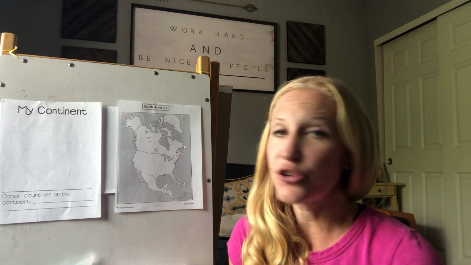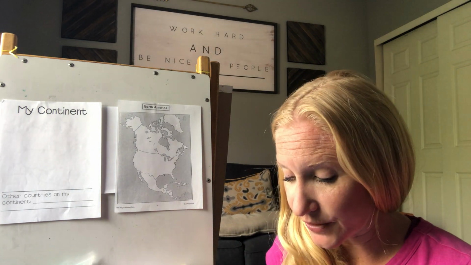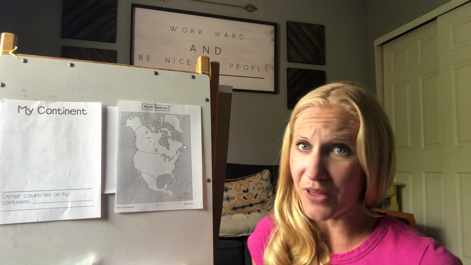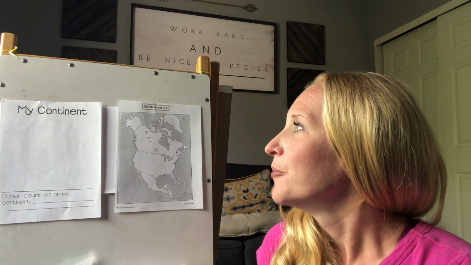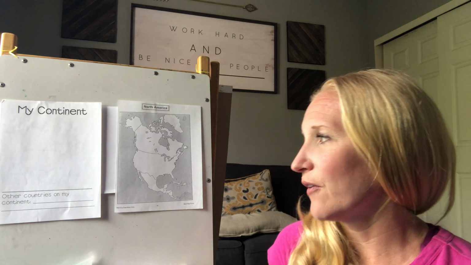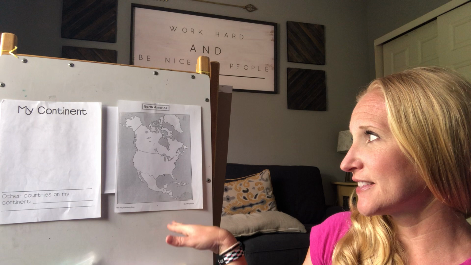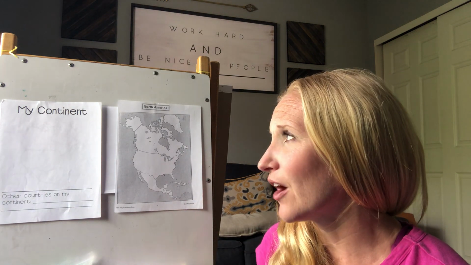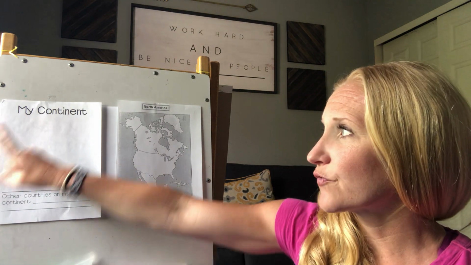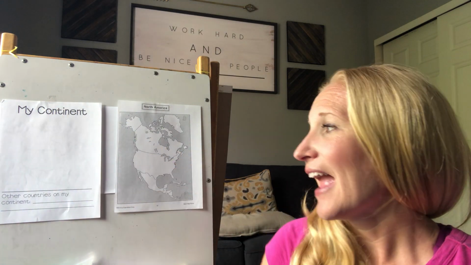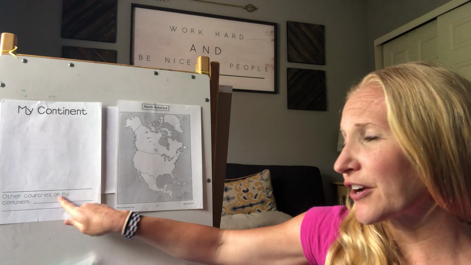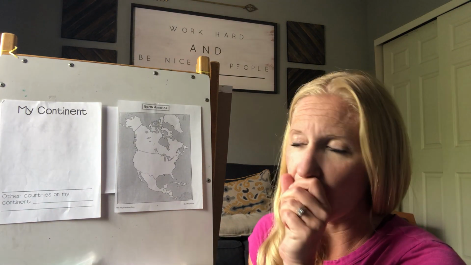So in your Me on the Map book, if you have it printed out, and if you don't, again, it's okay. You can draw a picture, you can just listen, you can study these maps without having a book. But if you do have the Me on the Map book printed out, these are the 2 pages that we're gonna work on. And this first one right here says my continent, and it's blank. And then down here it says other countries on my continent.